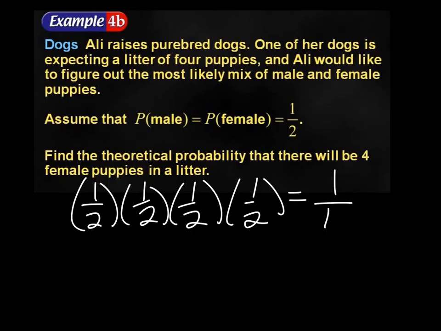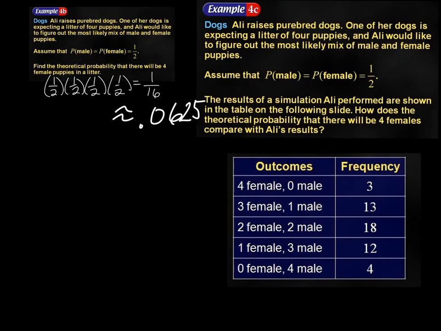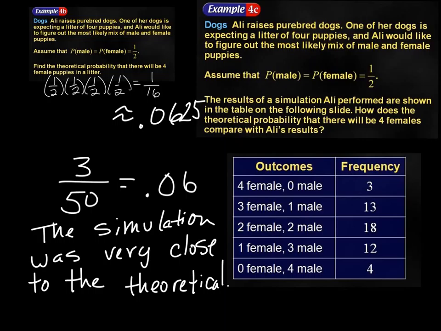will be 1/16. The results of a simulation Allie performed are shown in the table. How does the theoretical probability there will be 4 females compare with Allie's results? Okay, so 4 females was 3 out of a total of 50 trials she did, which is 3 divided by 50, or 0.06, so the two outcomes were very similar. So we found that the simulation was very close to the theoretical probability.